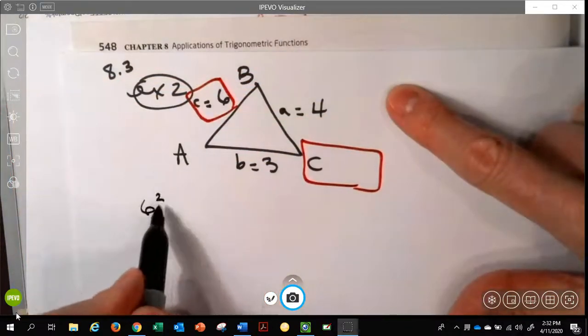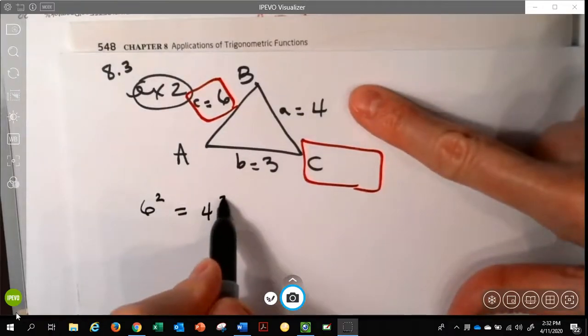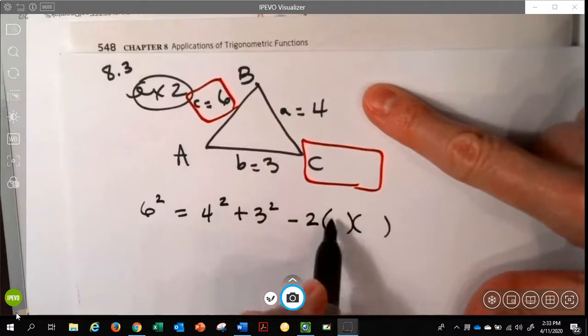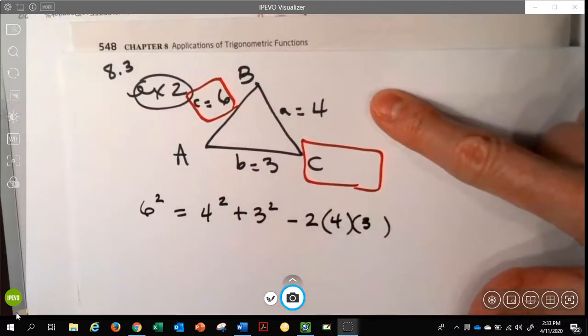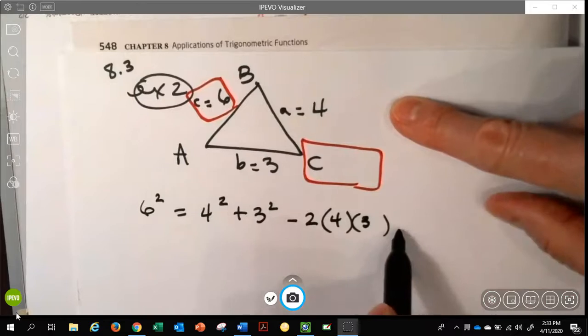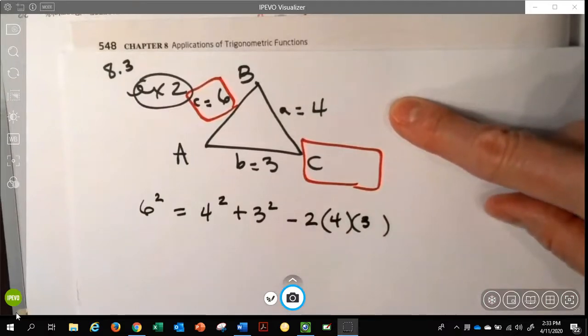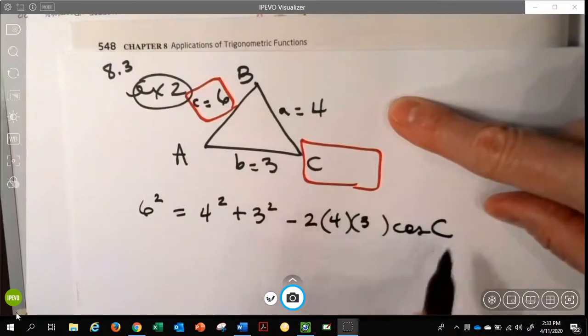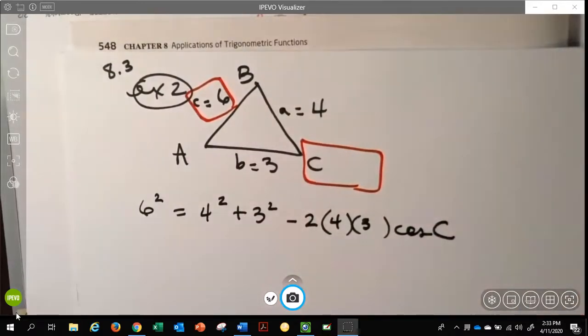We'll start with our 6 squared. It equals another side squared plus another side squared minus 2 times those other two sides thrown in there by themselves, no squaring, and then cosine of the angle. I'm using law of cosines, and I don't know what that angle is. Some of you might start realizing how you could rewrite this and go ahead and throw the rewrite on your page. I don't worry with it. I just go ahead and start minusing and dividing and playing around with it.